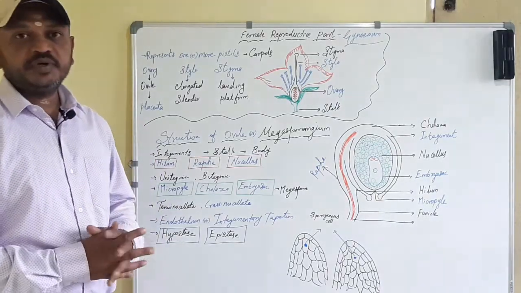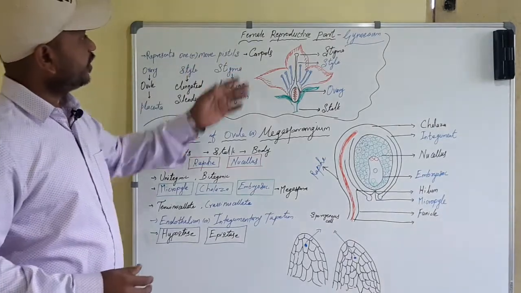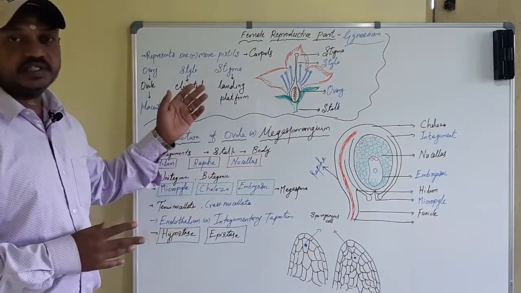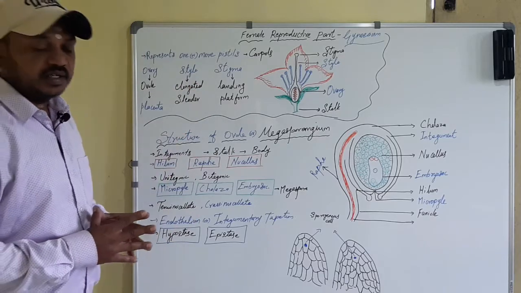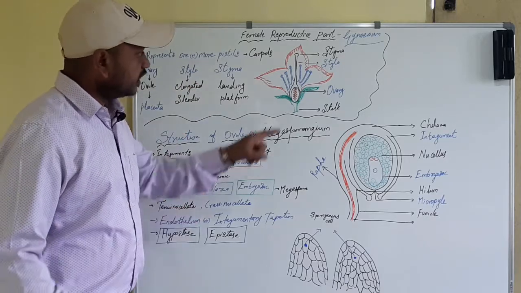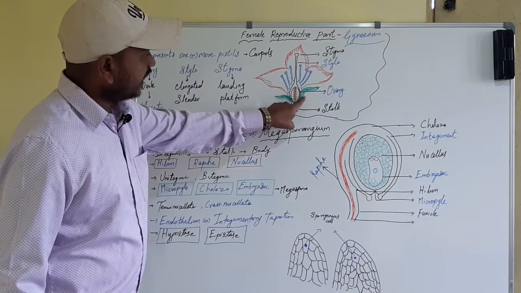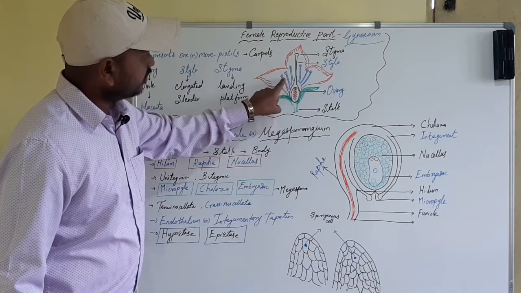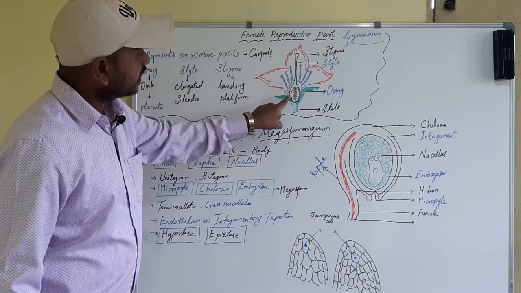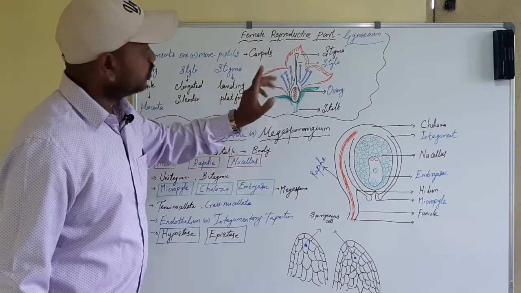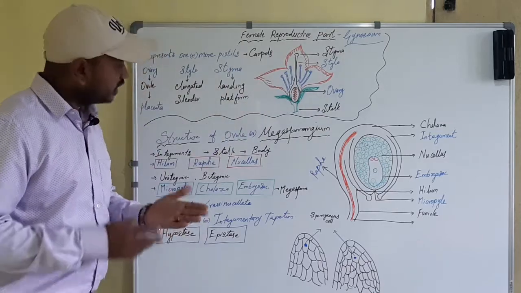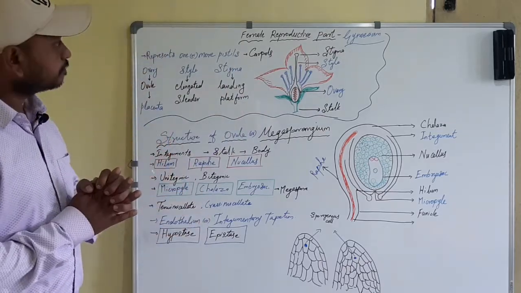In this class we are going to discuss the female reproductive part, gynoecium. Before entering into this topic, let us recall the structure of a flower. The flower possesses 4 whorls: the outermost whorl is called calyx, then corolla, then the male reproductive part androecium and the female reproductive part gynoecium. Gynoecium possesses stigma, style and ovary. Okay, now let's move to the topic.